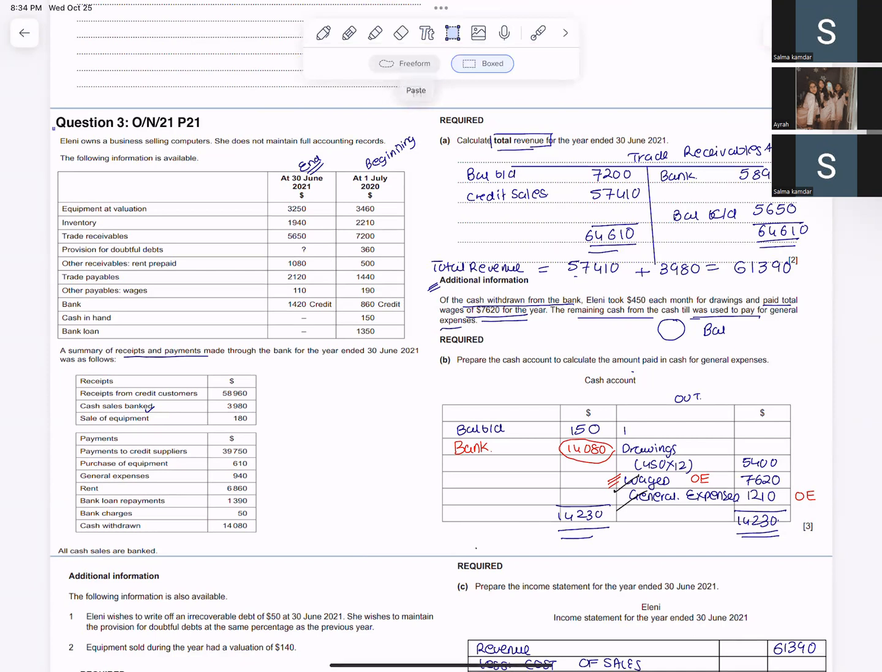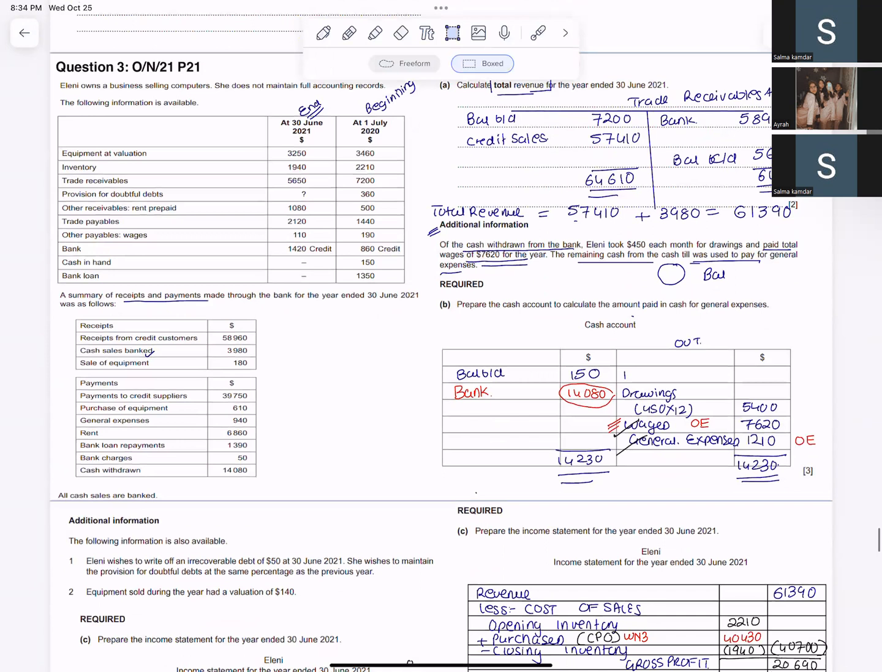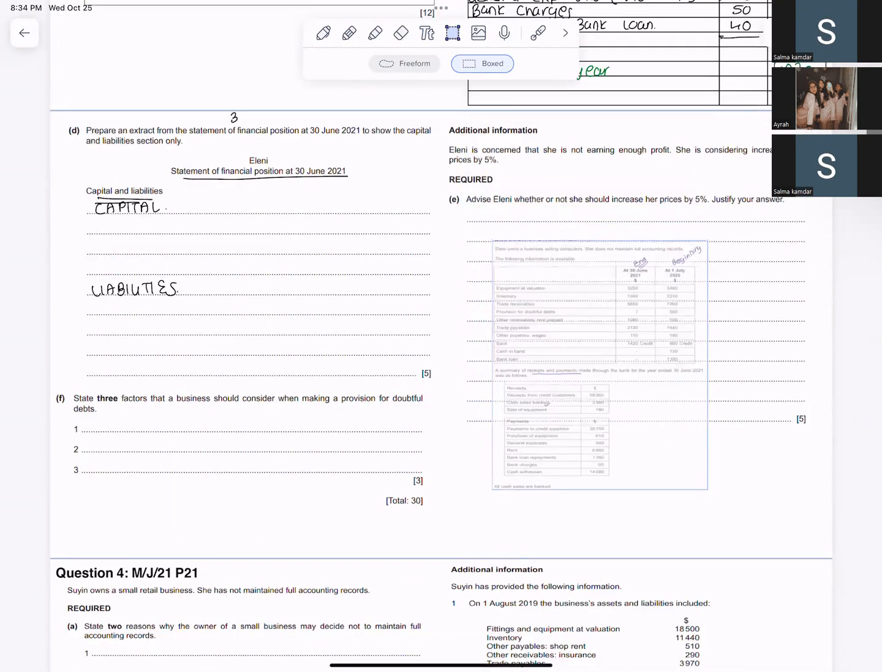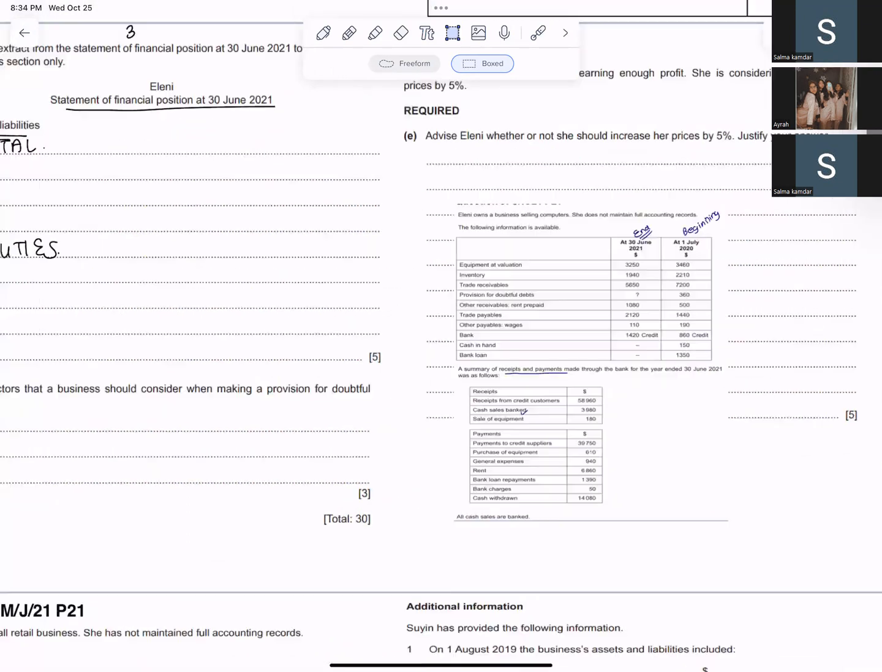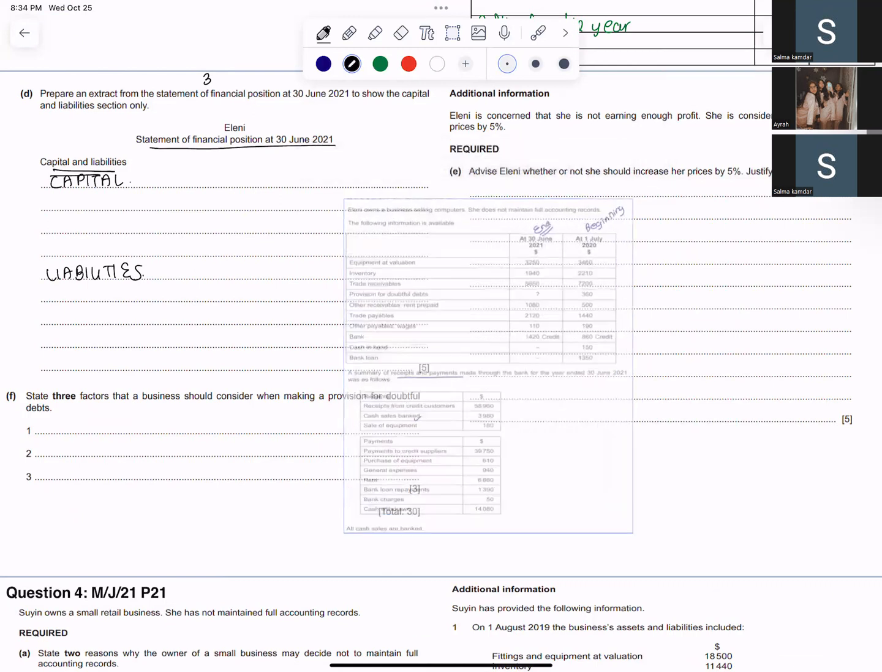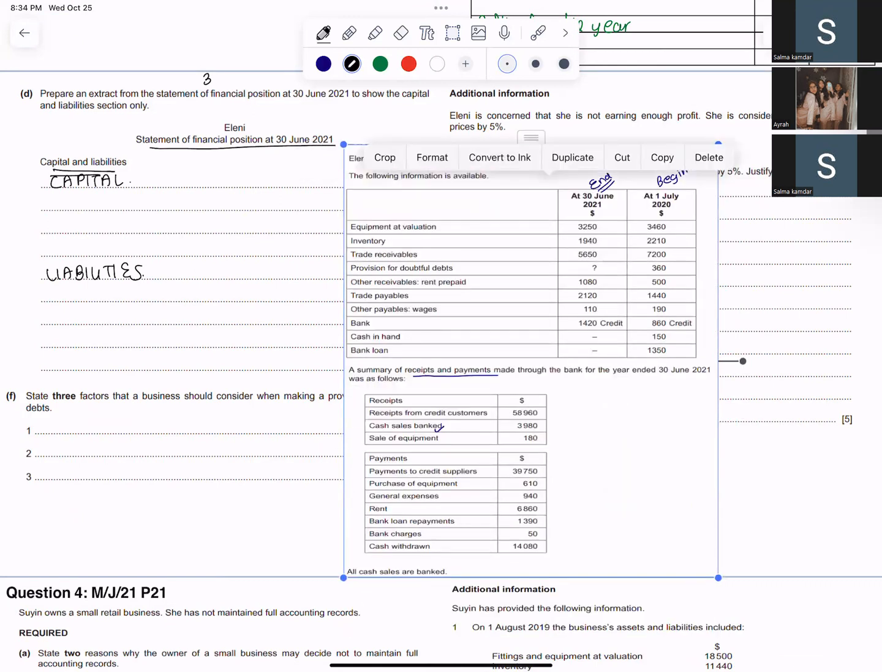So what I will do is I will again take the question and check. What will come in capital? Come on. Will inventory be a part of capital? No.